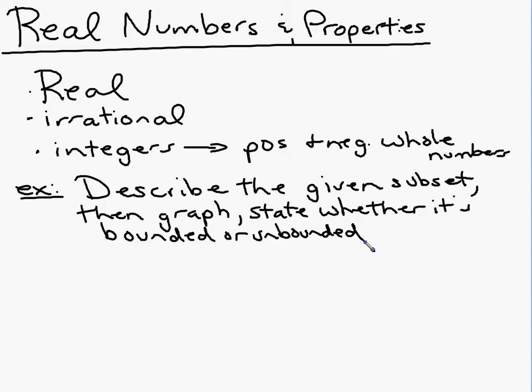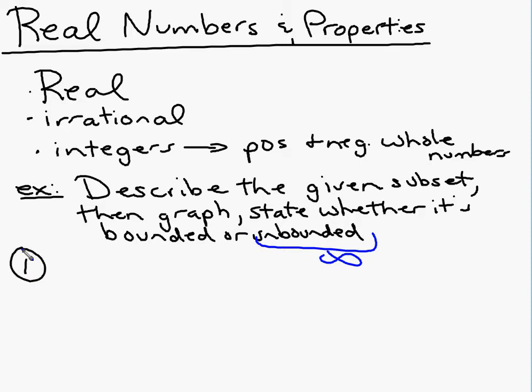Now, let me make the bounded or unbounded thing real simple for you. If there is an infinity symbol any place, if it's going to infinity in any way, then it's unbounded. So what you're thinking of with unbounded is you're thinking of infinity. So if there's an infinity on either the left or the right or on both sides, then it is unbounded. Let me give you some examples.